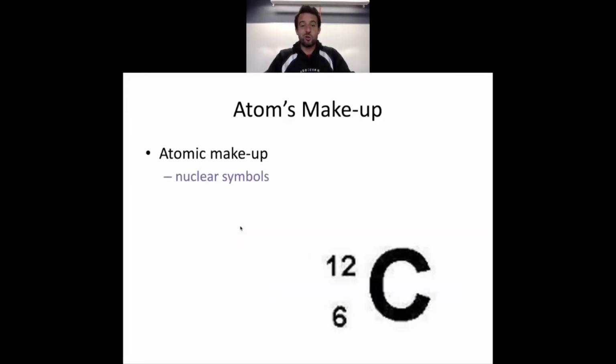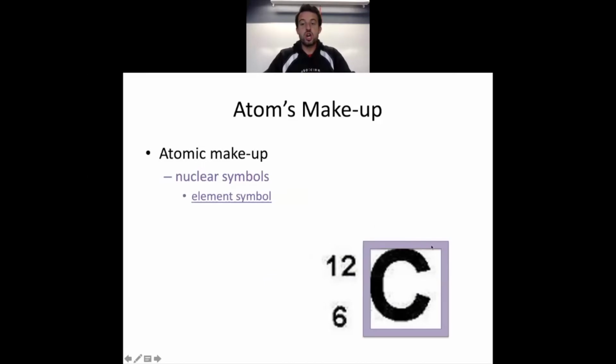Okay, so nuclear symbol is the whole thing. The element symbol is just the C, just the letter C. Every element has an abbreviation. Most are pretty common, like C stands for carbon, for example. B stands for boron, which is one we saw earlier. H stands for hydrogen. O stands for oxygen. Some of them are less straightforward. We'll get into those later.